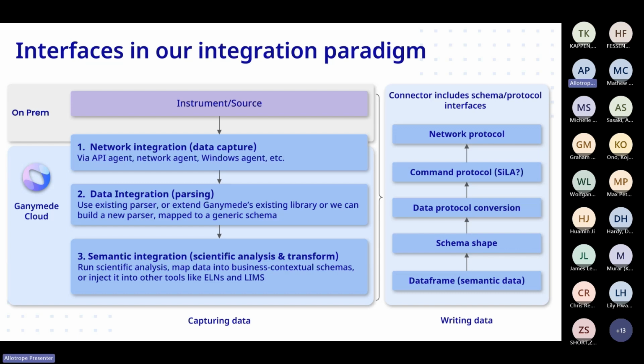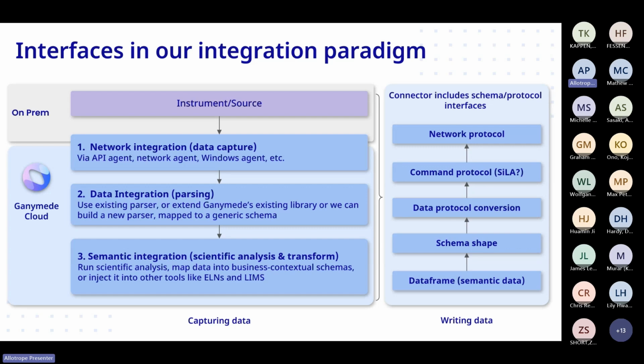Our data integration paradigm that we use for this is to separate things out into these three layers. So we separate out what we call network integration, the data capture. How do we get the data out of the on-prem system or out of whatever silo it's in into an accessible area in Ganymede or in the client's infrastructure? We can ride on top of S3 buckets or Azure storage, et cetera. So how do we get that data out?